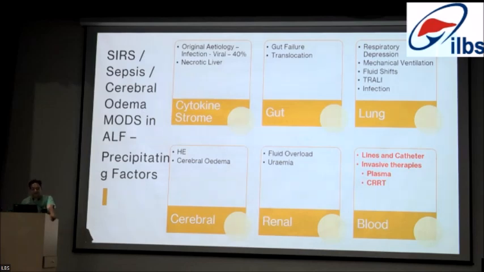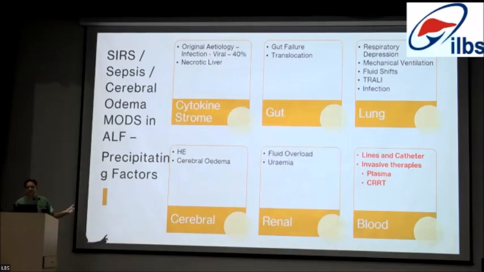This again can depend on etiology. If you have an infective etiology, high necrotic liver, it will have cytokine storm. Then you have gut failure leading to translocation. Then you have respiratory problems, mechanical ventilation, infection, TRALI associated with plasmapheresis and CRRT as well. Then again, cerebral edema will lead to SIRS and sepsis as well, fluid overload and uremia. So all this actually contributes.